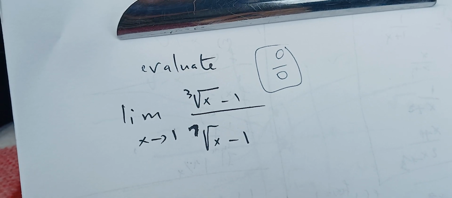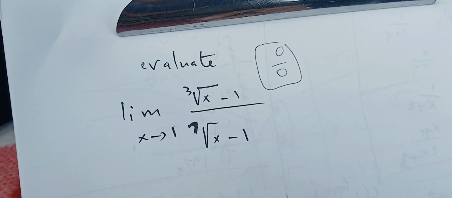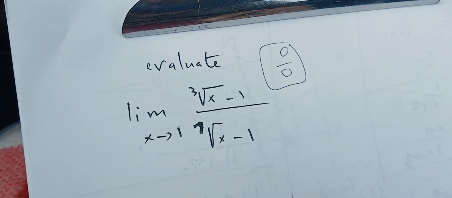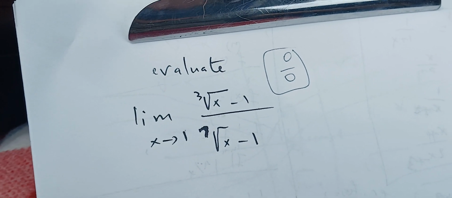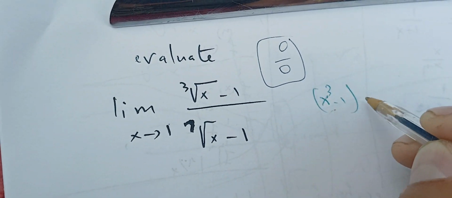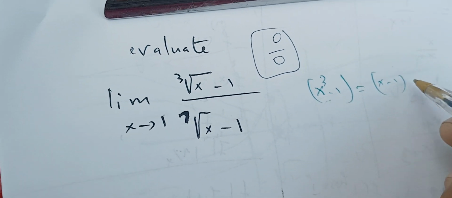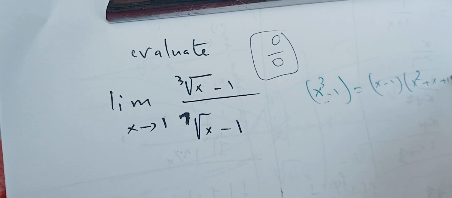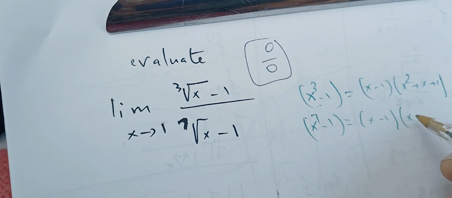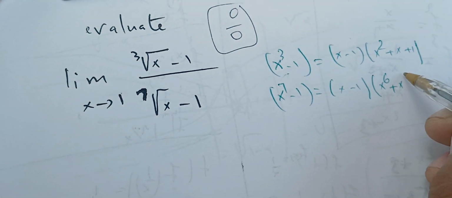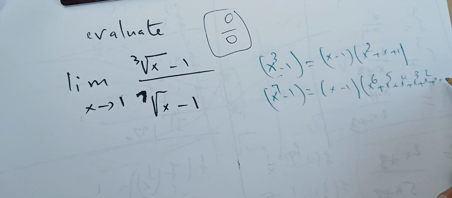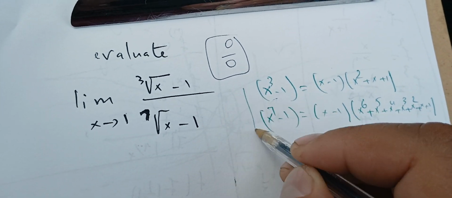Okay, we can use the conjugate, yes, but the conjugate is going to be a lot of work, especially if one needs to know that x cubed minus 1 is x minus 1 times x squared plus x plus 1, and x to the power 7 minus 1 is x minus 1 times x to the power 6 plus x to the power 5 plus x to the power 4 plus x to the power 3 plus x to the power 2 plus x plus 1. So we need to know all this.